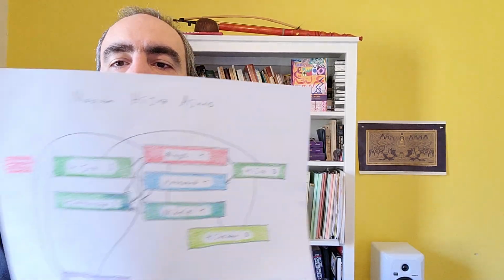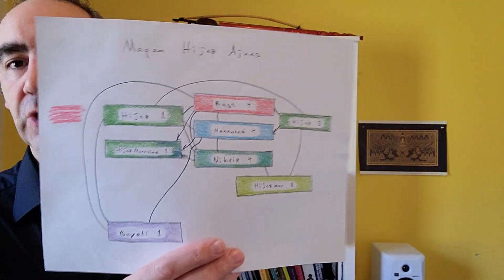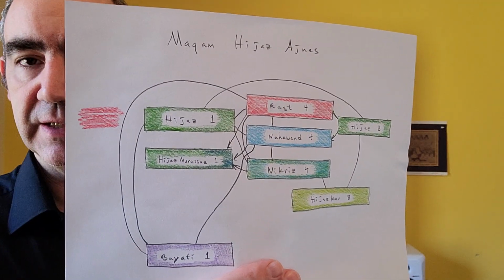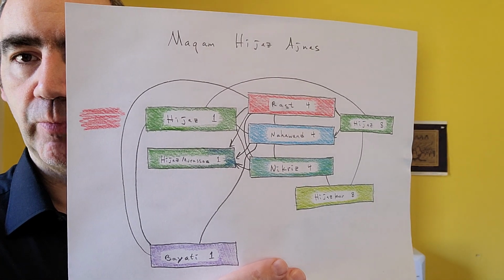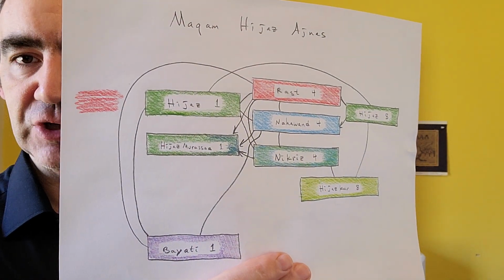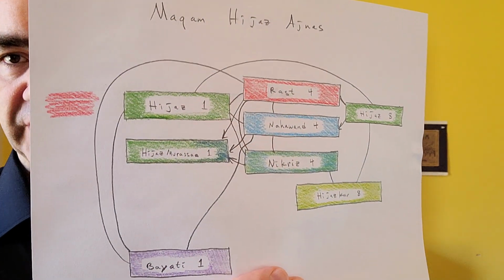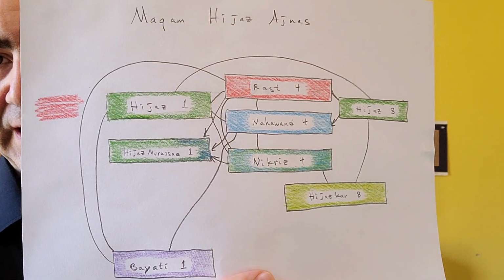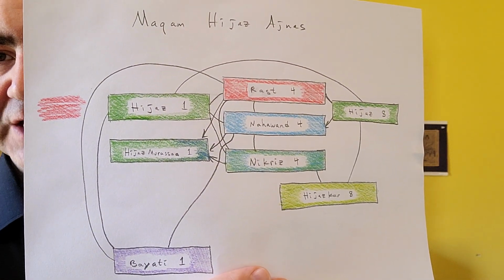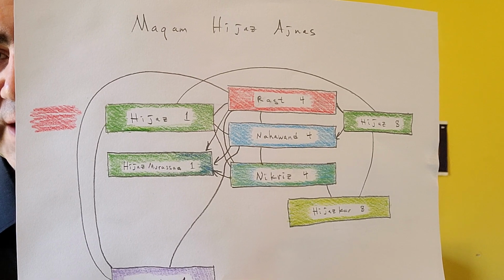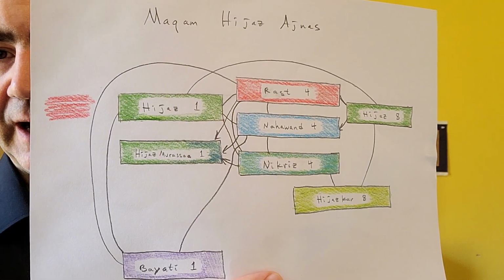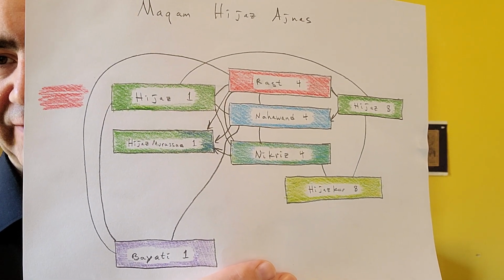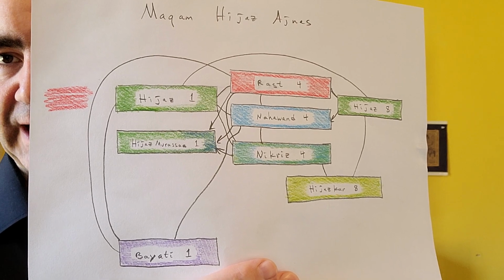So like I said, we're going to look at Maqam Hijaz. This is the bigger picture of Maqam Hijaz, and we learned all of these ajnas in these little boxes over the lessons that we've done already. The simpler version of Maqam Hijaz was just Hijaz with Rust and Nahawand. And as you can see, we have a lot more to it that we're going to look at today.